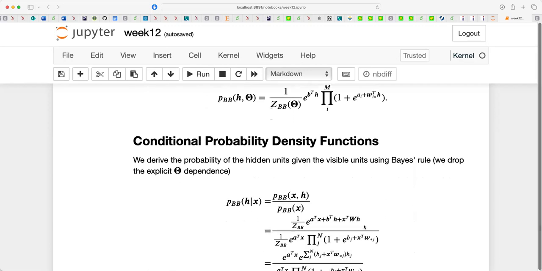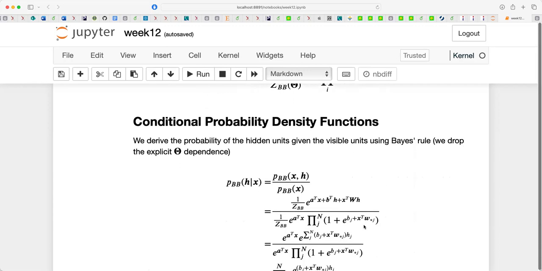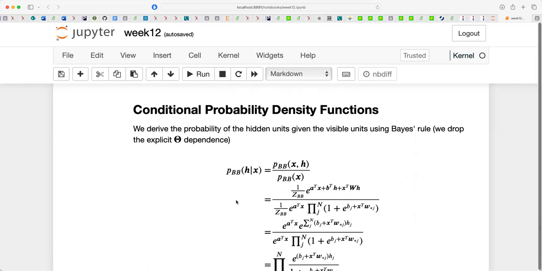And then we can calculate the conditional probability, which we need in order to perform the Gibbs sampling. So for the Gibbs sampling, we need this quantity here, and the same for the x's. You can repeat the same exercise because now we have to use Bayes' theorem, or Bayes' rule, and then we have the probability divided by the marginal probability.